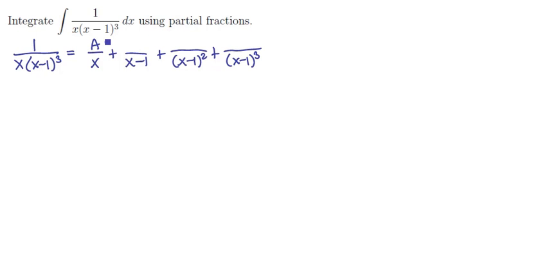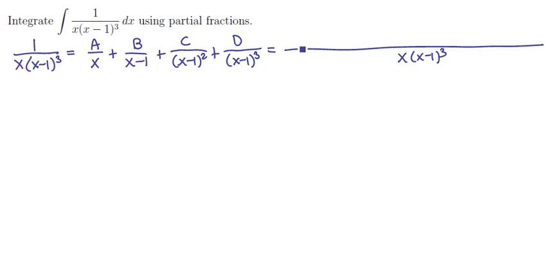And so each of these contributes one coefficient, a, b, c, d. If we were to put this back on a common denominator of x times x minus 1 cubed, the a term needs the x minus 1 cubed. The b term needs an x and an x minus 1 squared, since it already has an x minus 1. The c term needs an x and an x minus 1. And the d term just needs an x.